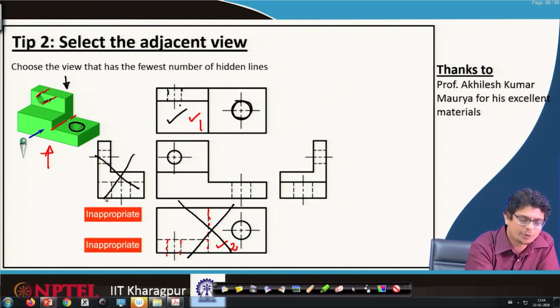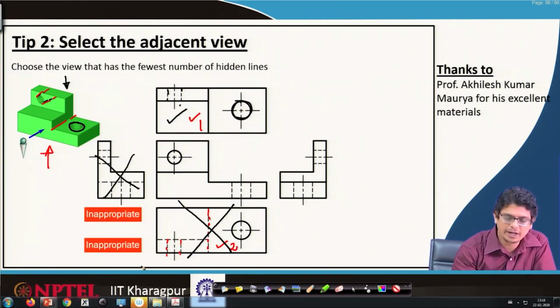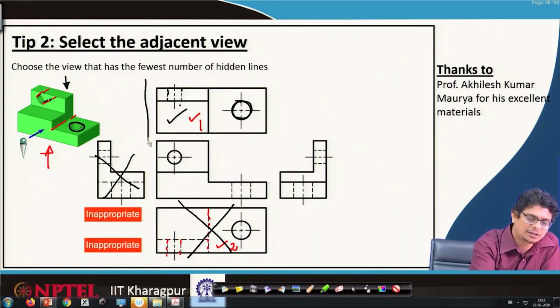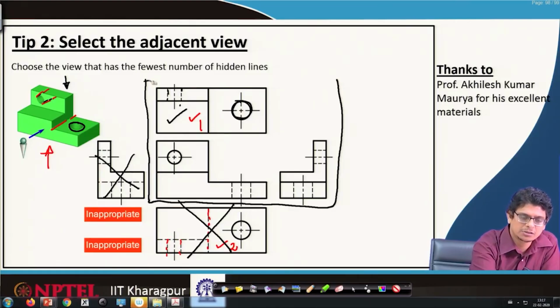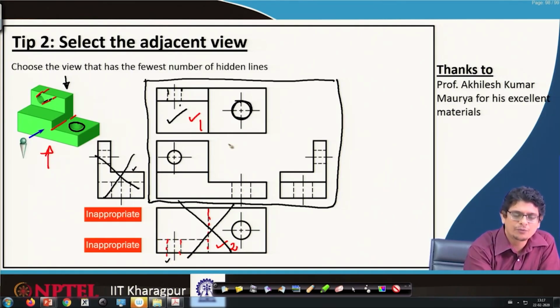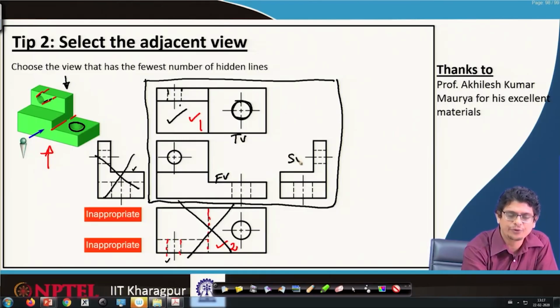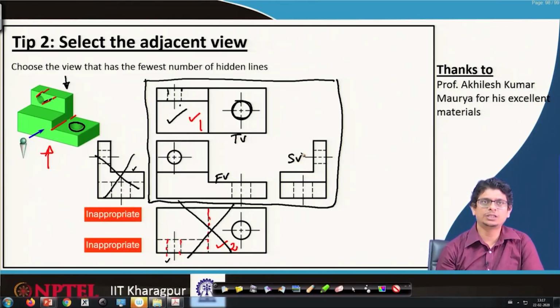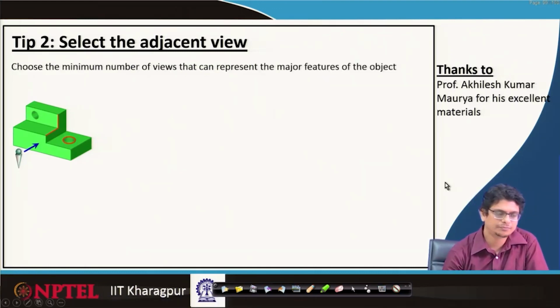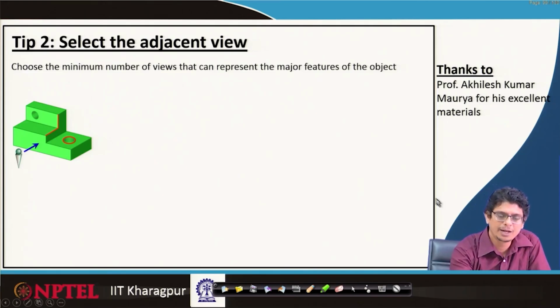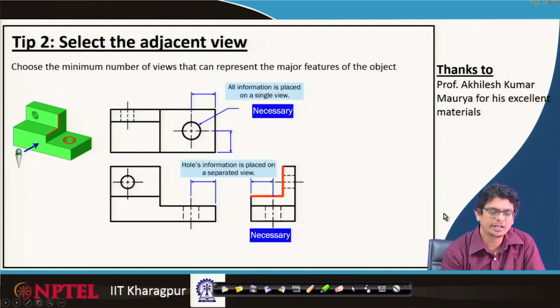So, this is inappropriate and also this is inappropriate. So, what we are going to pick is this one for the drawing sheet. We can show these views also, but these are not required when we have this front view, top view and side view. These are good enough to represent this entire 3D object. A minimum number of views is always good.